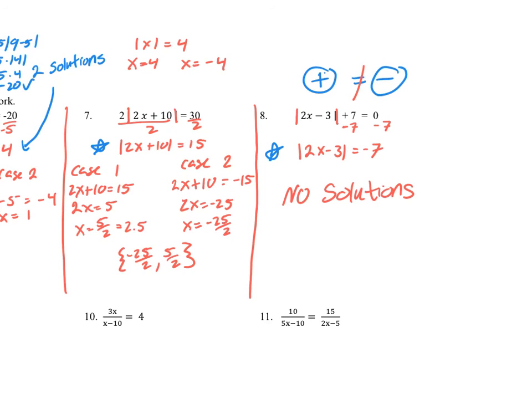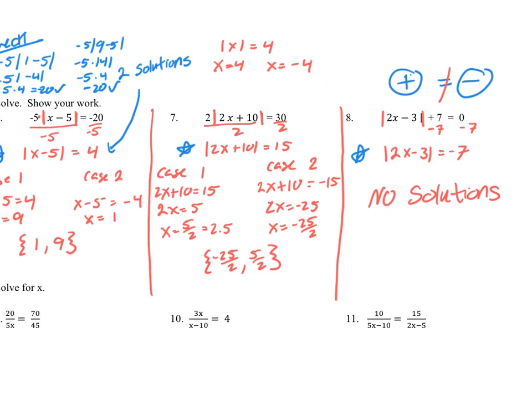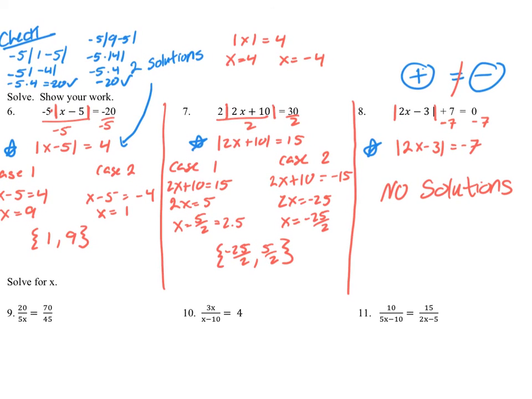The second we see that happening, our absolute value is isolated, we're in this step, and it equals a negative number: no solutions. Don't go further. Don't go ahead and solve anymore, because there won't be any solutions that you'll be able to find.